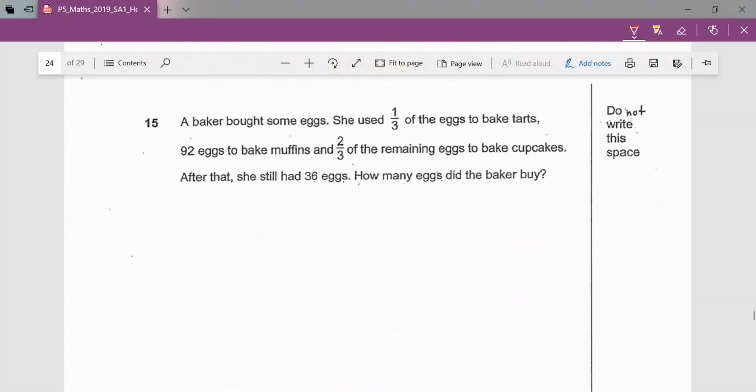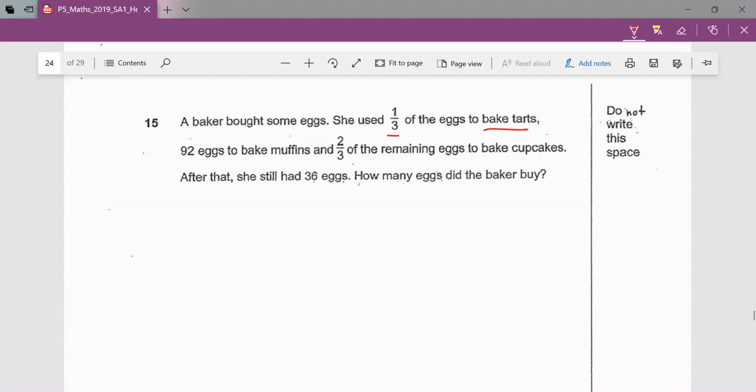Question 15. A baker bought some eggs. She used 1/3 of the eggs to bake tarts, 92 eggs to bake muffins, and 2 out of 3 of the remaining eggs to bake cupcakes. After that, she still had 36 eggs left. How many eggs did the baker buy? Alright, this one is used to bake tarts, right? 1/3. So everything else is 2/3.